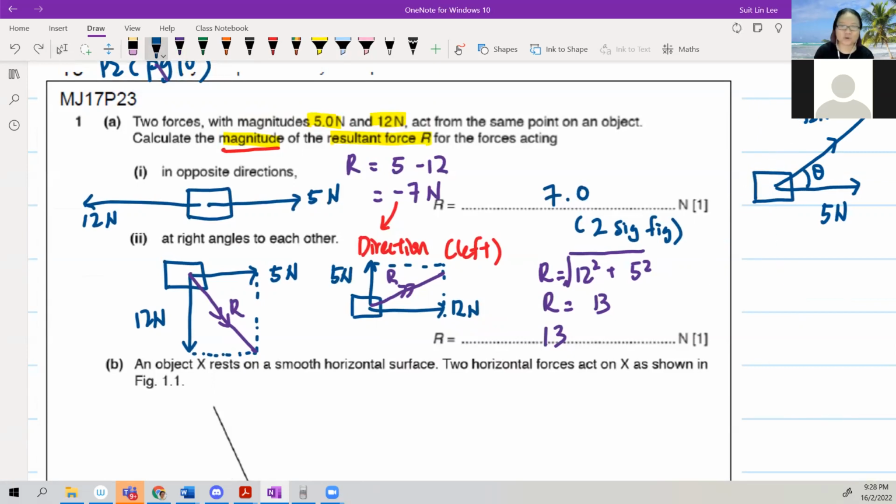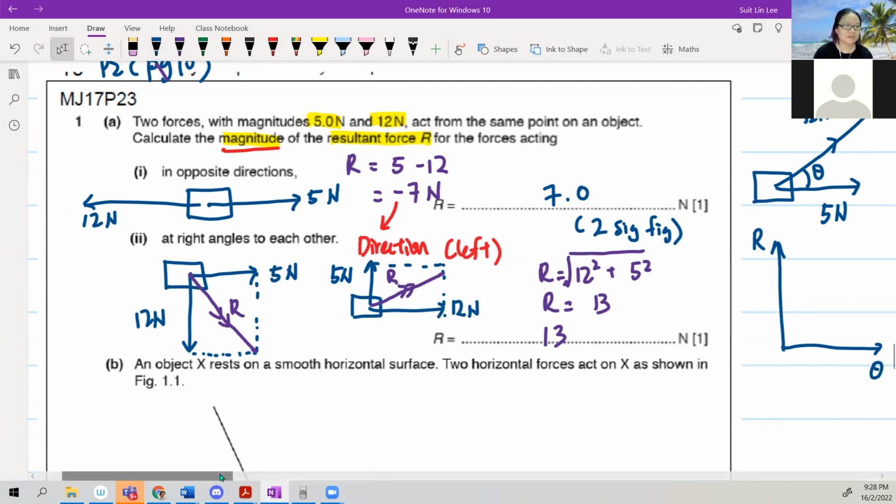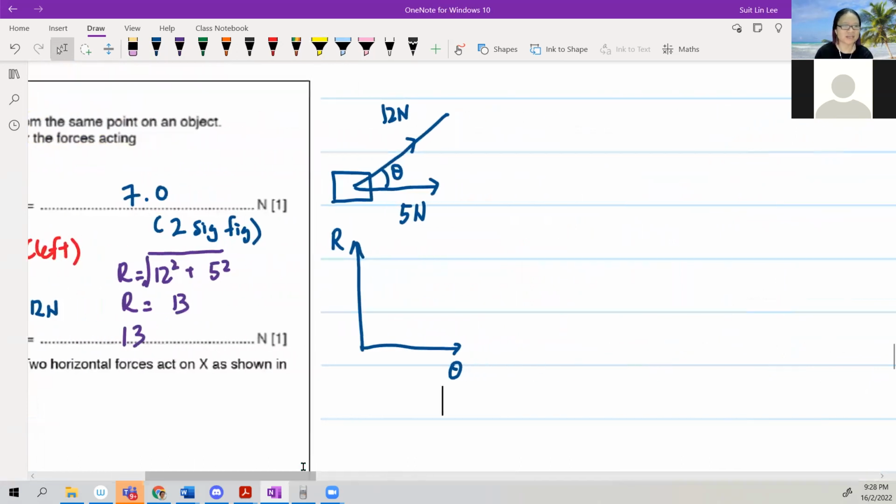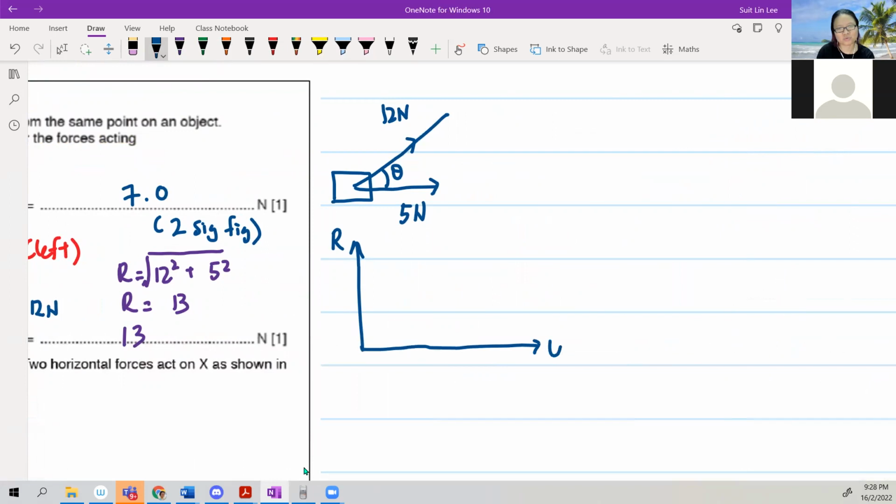Okay, so let's say I want to draw a graph of R, being the resultant of 12 Newton and 5 Newton, against theta. What kind of graph will I get? Because this 5 and 12 Newton, I can keep changing the angle. Let's say I can rotate it upwards from 0 degree to 180 degrees. So if you think about 0 degree, 5 Newton is here and 12 Newton is here.